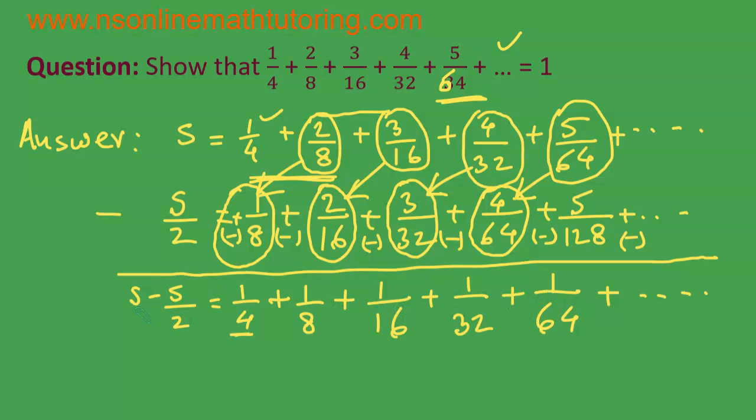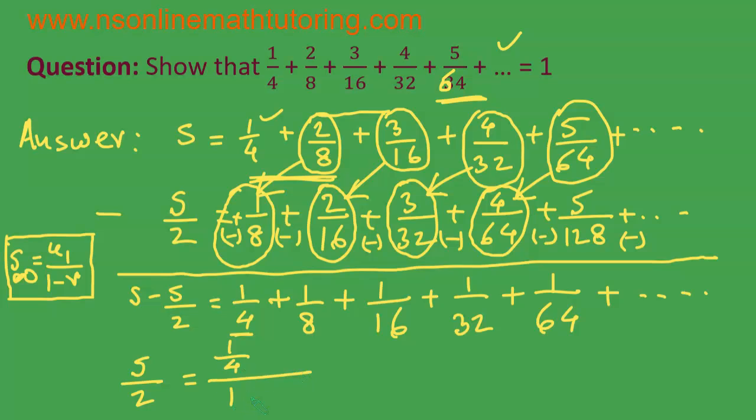Okay. And S minus S over 2 is equal to S over 2. Now this is equal to, let me write over here, what is the formula for infinite geometric series, convergent geometric series? It is S infinity equal to U1, the first term, over 1 minus R. R is the common ratio. So this is the formula which I'll be using. The first term is 1 over 4 divided by 1 minus R is half.